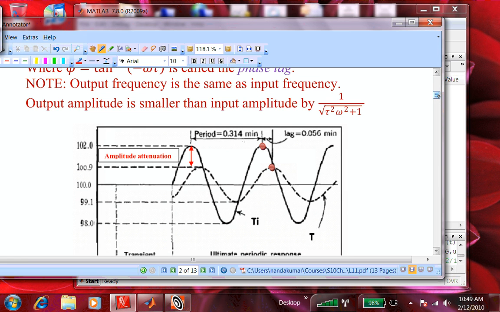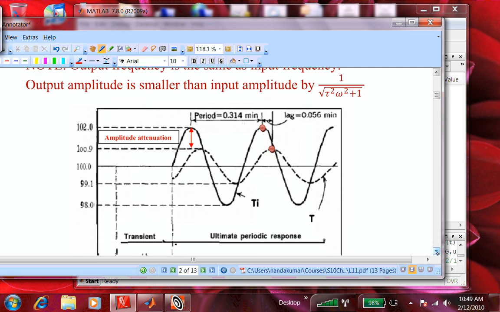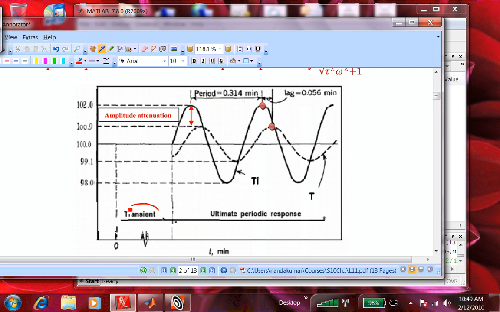So here I call the initial part the transient period, which I have not plotted. That is the period where it will still be changing periodically, but there will be an exponential decay. And once the exponential part decays, then the response settles, and if you look at the amplitude, it is the same. So that is the input amplitude, and this is the output amplitude.